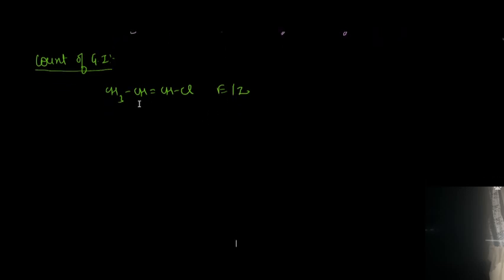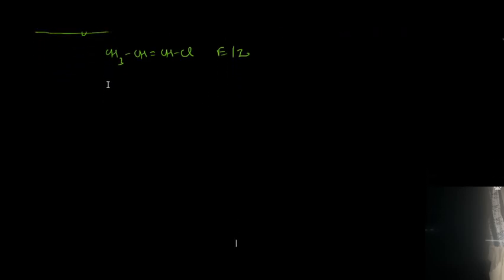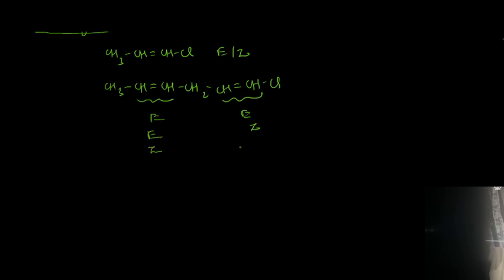Now when we talk about like CH3, CH double bond CH, then CH2, then CH double bond CH and Cl. Now it has two sides through which it can show GI. So if one is E, another could also be E. One is E, another could also be Z. One is Z, another could also be Z. One is Z, another could also be E. So there are four chances, right?